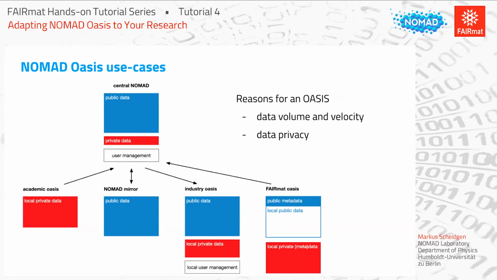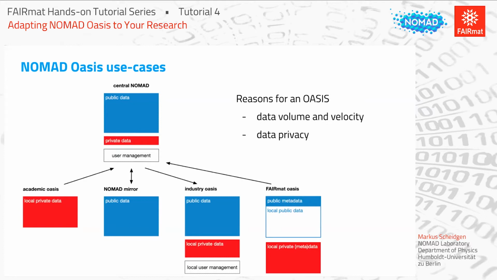And the other reason that people have, especially research institutes that deal with private funding and stuff like this, is data privacy. They want to make sure that there's no accidental leak of the data, and so forth. In principle, we can deal with the data privacy also on the central servers, of course, right? We could run a NOMAD Oasis also for you on our servers if you trust the software enough.